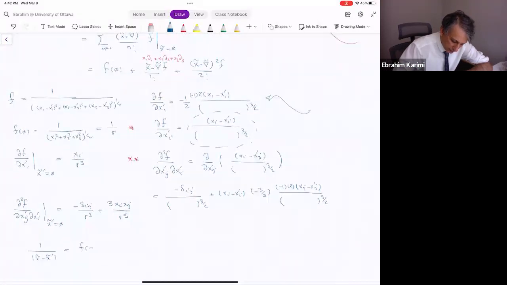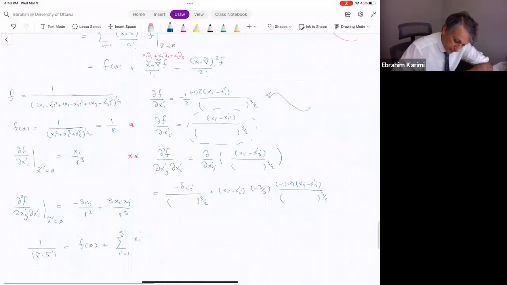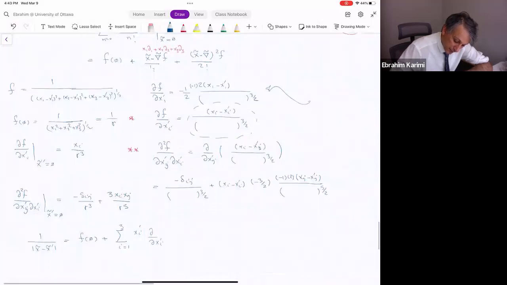This is equal to f of 0 plus f prime 0 divided by 1 factorial times the summation of i from 1 to 3 of x prime i, sorry, my bad, the derivative with respect to x prime i of f at 0, plus 1 divided by 2 factorial x prime i, x prime j, second derivative of f, x i, x prime j, plus the other terms. Okay, is that fine?